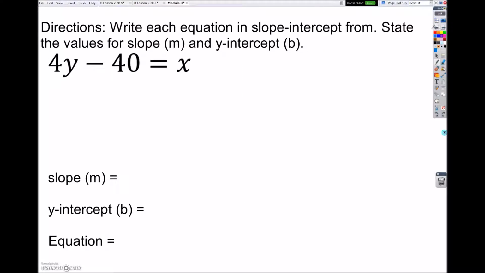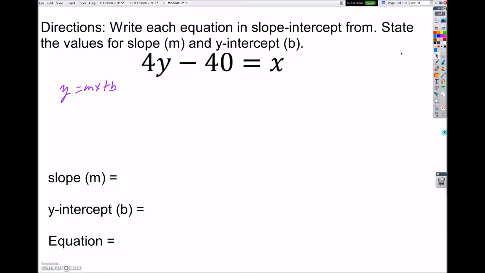So let's say I have an equation now, and it says write each equation in slope-intercept form. And I want you to tell me what my slope value is and my b value. So when I have this equation, I need to put it in the form of y equals mx plus b. Looking at this, obviously it's not in that form because I have 4y and that -40. So the first thing that I'm going to do is add 40 on both sides of the equal sign so I can get the y all by itself. So currently I have 4y equals x plus 40.